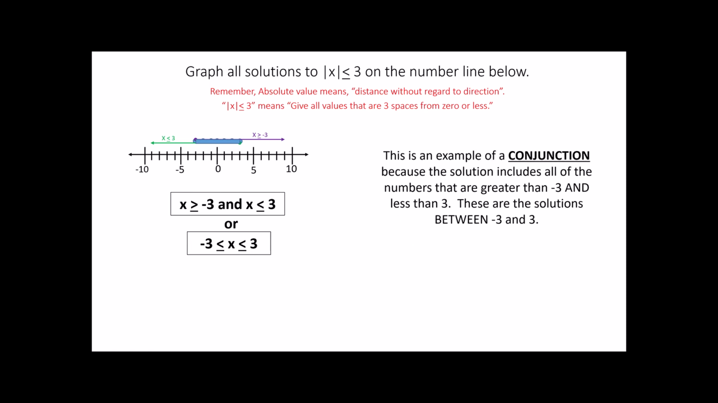Remember, this is an example of a conjunction because the solution includes all the numbers that are greater than -3 and also less than 3. They're the solutions between -3 and 3.